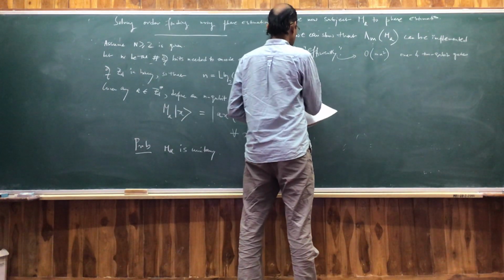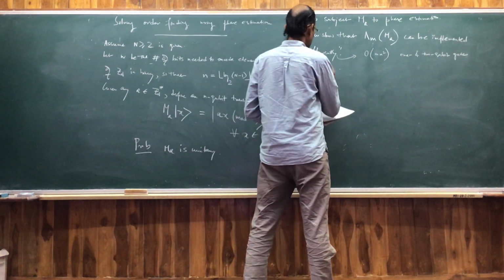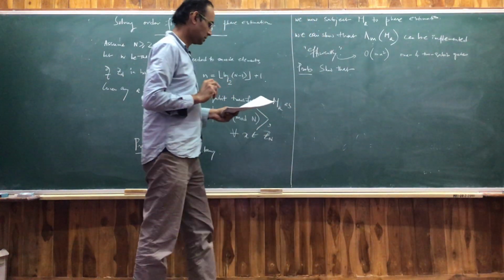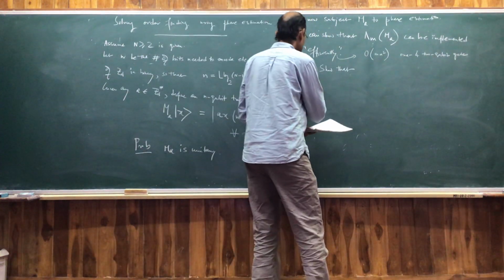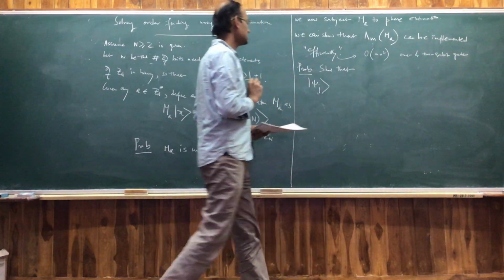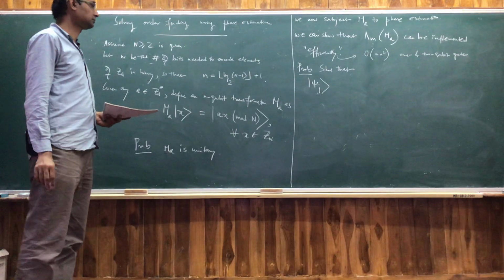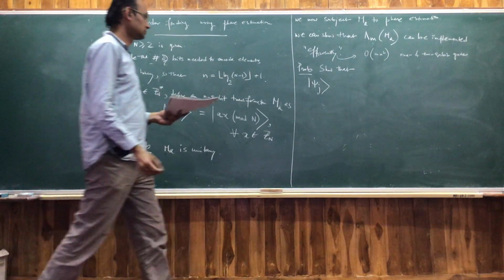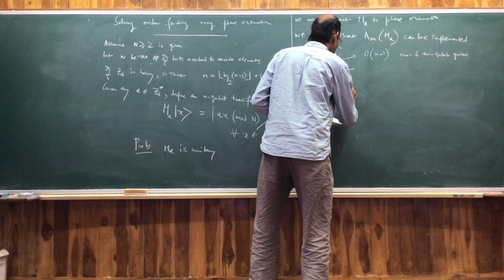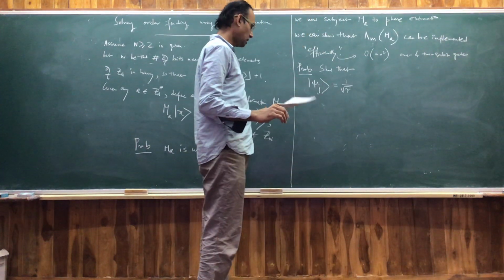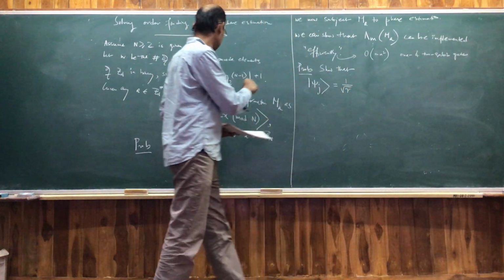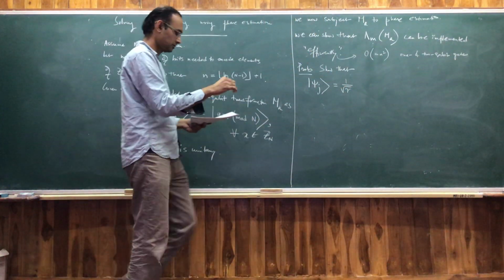Come to another problem. Show that this, call something as psi j. What is the psi j? It is 1 over root r. This r is the order of A.